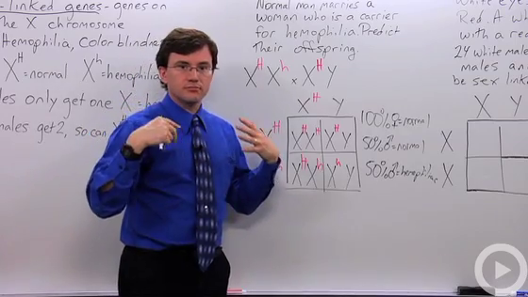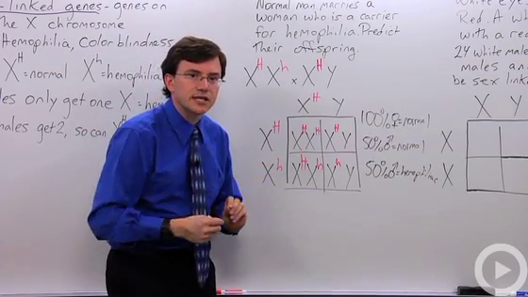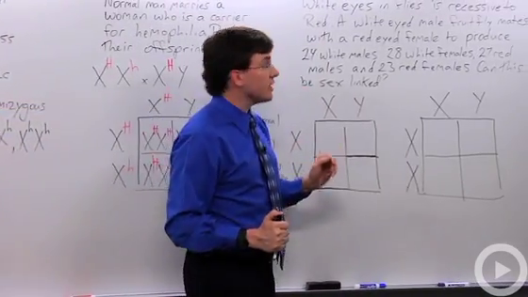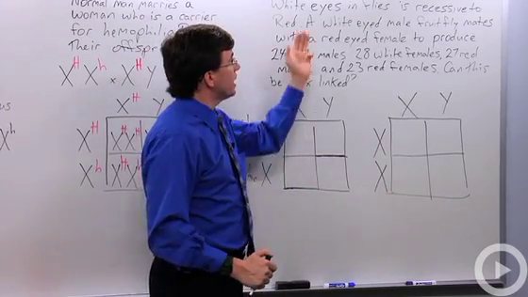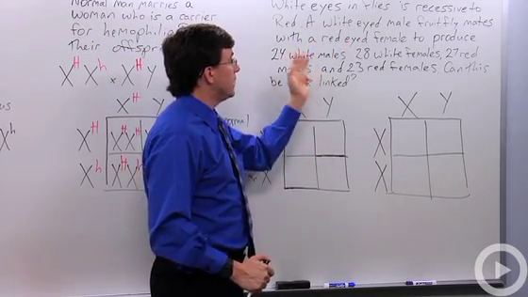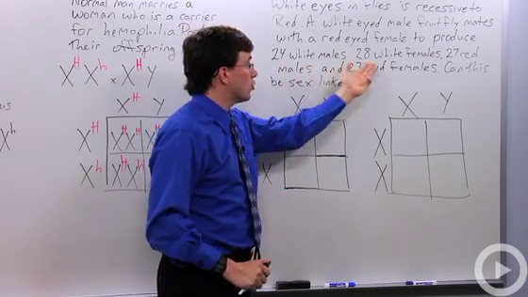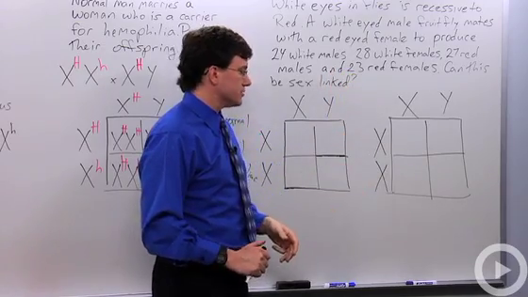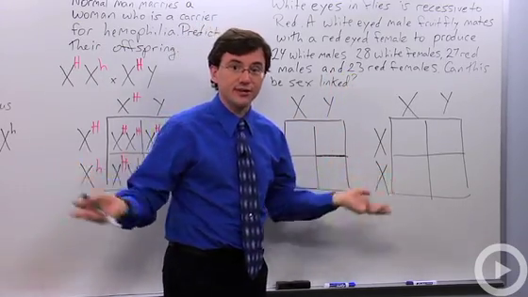So of course, some bioteachers like me like to sneak in stealthy little sex-linked examples. So let me show you how that could happen. In fruit flies, white eyes are recessive to red. So we have a white-eyed male fruit fly mating with a red-eyed female to produce 24 white males, 28 white females, 27 red males, and 23 red females. Can this be sex-linked? Well, obviously, based on this video, it can.